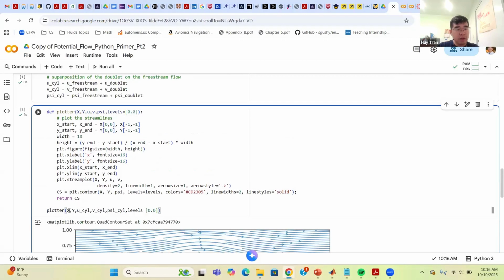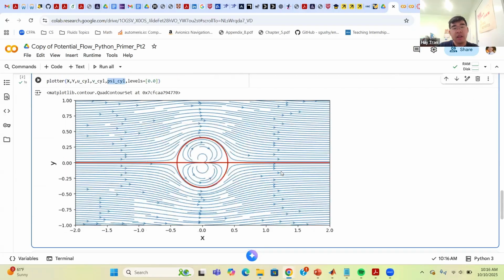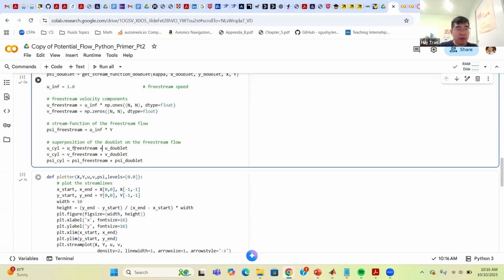So plotting x, y for the grid, and then u velocity for the cylinder, v velocity for the cylinder, and then streamline function for the cylinder, we get flow around a cylinder. One thing I want to do real quick is actually remove the free stream part. I guess I just do this.